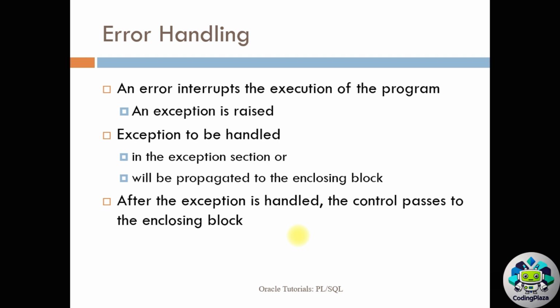Okay. So there will be different types of exceptions, from different perspectives. Here we can see the exception to be handled, either in the exception section or it will be propagated to the enclosing block. That I will show you practically in this video itself. So please concentrate. Don't skip anywhere. After the exception is handled, the control passes to the enclosing block. Normally exceptions are kept at the end of the begin-end block, right? So at the end place we have to handle that, and from there the control gets out.